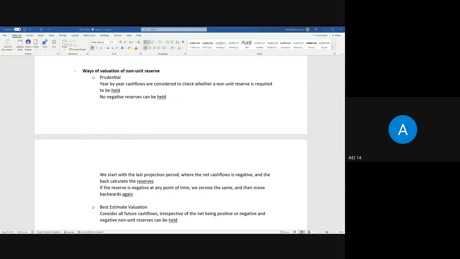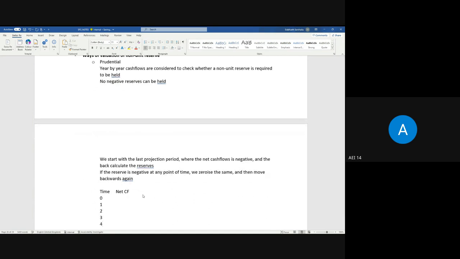Say, for example, I make a cash flow stream that looks like this. This is time, and this is net CF. So 0, 1, 2, 3, 4. It's a 4-year policy, and my cash flows at time 0 are minus 2, minus 3.